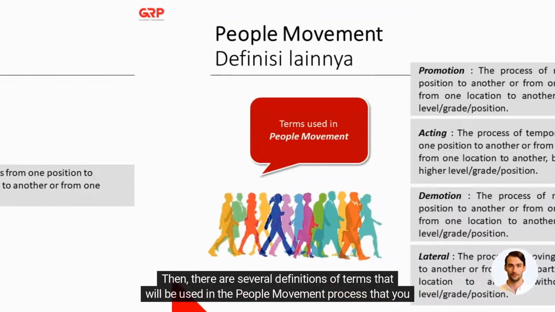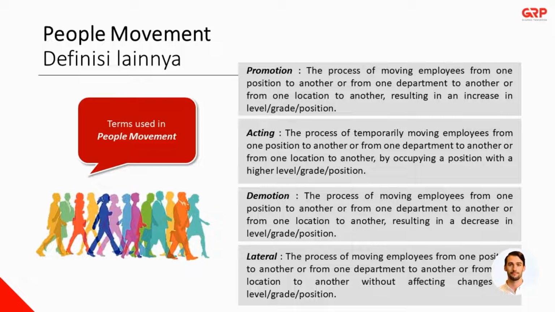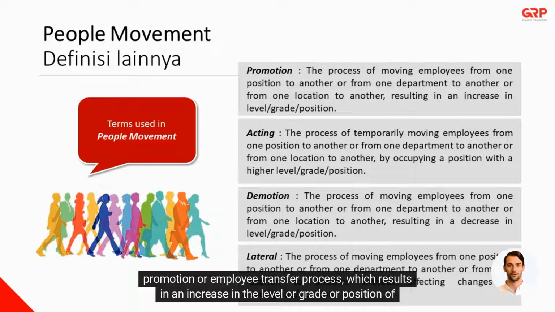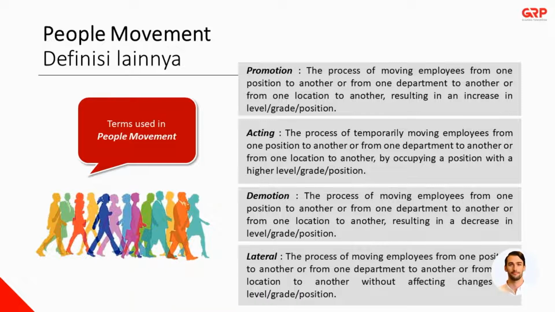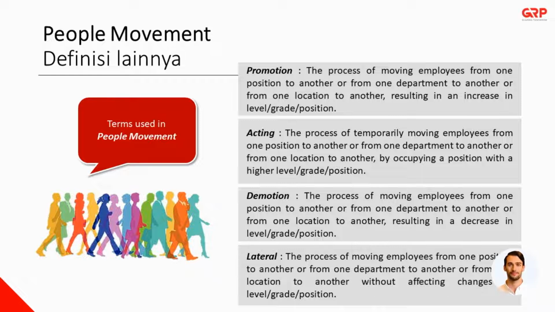Then, there are several definitions of terms that will be used in the people movement process that you need to know. There are several types of transfers that can occur to employees, namely, promotion or employee transfer process, which results in an increase in the level or grade or position of the employee. The next term is acting or the process of temporarily moving employees within a certain period.